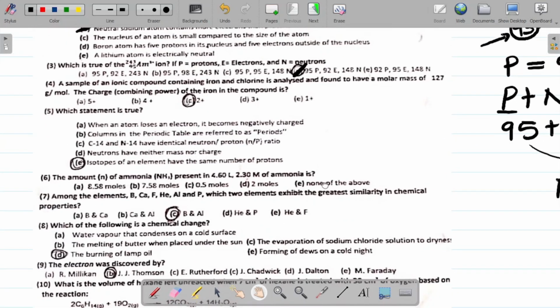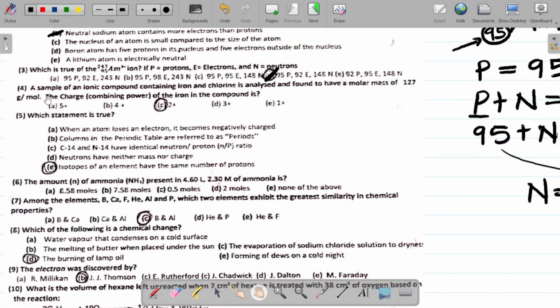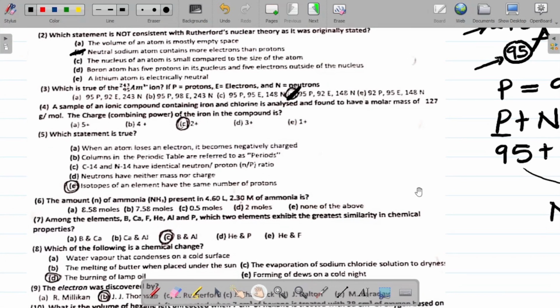All right, moving on. Let's get to number 4. Number 4 says a sample of an ionic compound containing iron and chlorine is analyzed and found to have a molar mass of 127 gram per mole. The charge in brackets, the combining power of the iron ion in the compound, is dash. All right, let's get this solved.